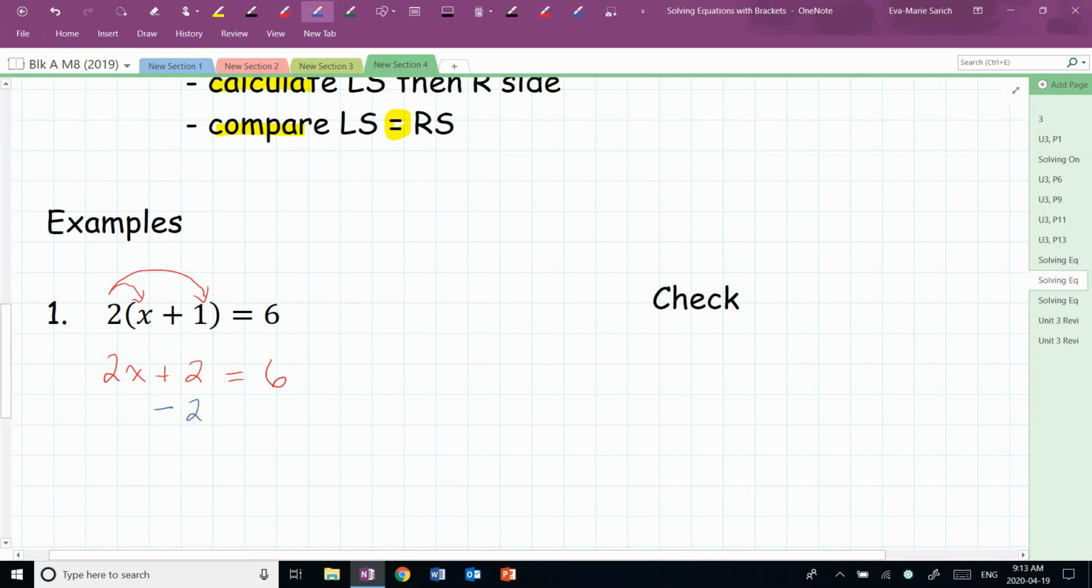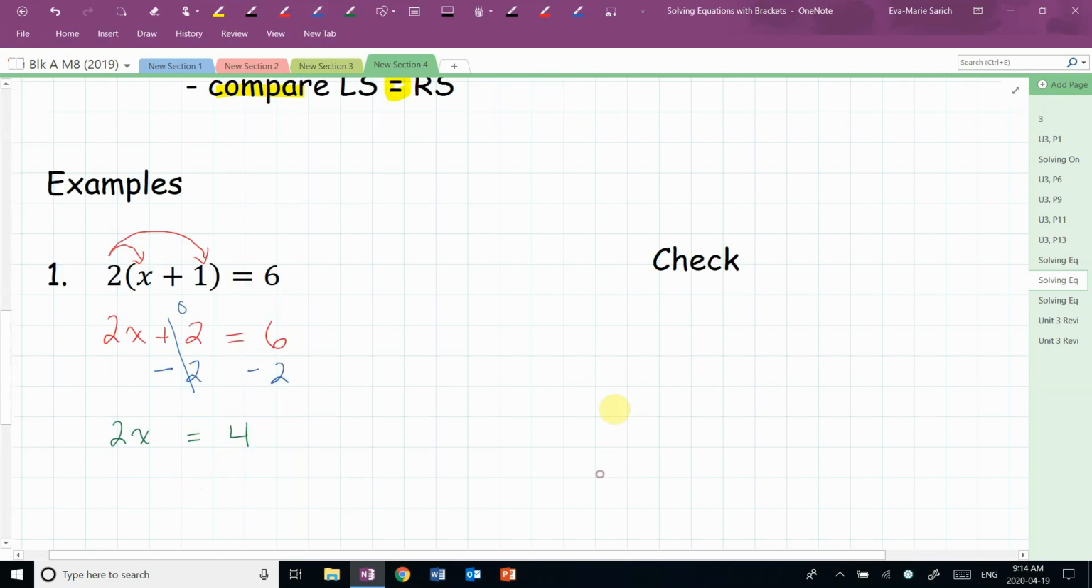Remember, the objective is to get x all by itself, so we want to get rid of all the other numbers next to it. Now, in an equation, to keep it equal, if we subtract 2 from the left, we have to subtract 2 from the right. Adding 2 and subtracting 2 becomes a 0. So now, if we bring down what is left, there's just 2x on the left, and we have 6 subtract 2, which is 4 on the right.